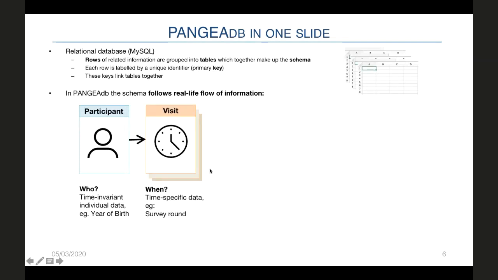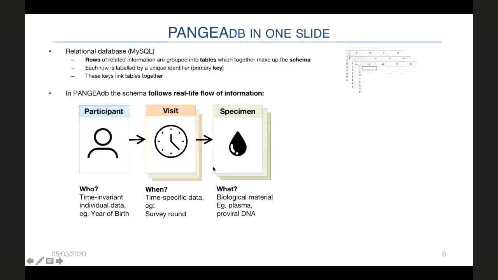This might then result in a number of time-dependent bits of information, so a visit, for example, a survey round, if you're doing annual survey rounds, that kind of thing. That might have some additional bits of information, and there may be multiple visits for a person. So here we're starting with one person, and that's going to many visits. There may only be one, that's fine, but the database allows for multiples.